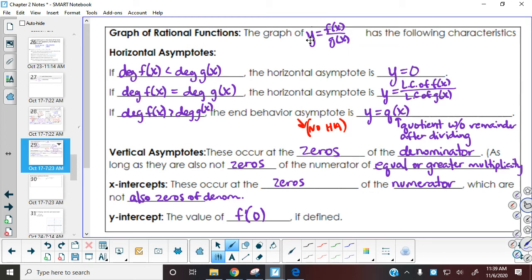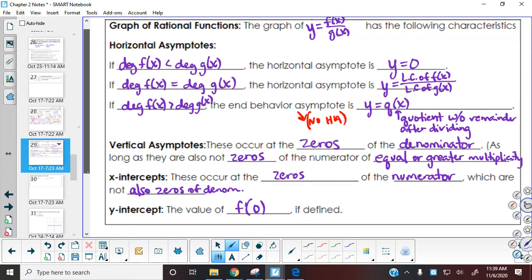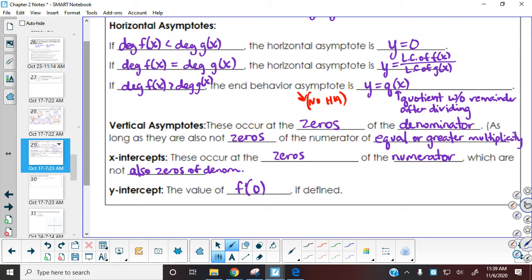Now here's the key. Notice for both vertical asymptotes and x-intercepts, there's that little piece in there that says as long as they don't match with the other. So for example, for your vertical asymptotes, it's the zeros of the denominator as long as they're not also zeros of the numerator, and vice versa for x-intercepts. So what happens is if they share a zero, you're going to have in your graph what's called a hole. The way that you would find that hole is you would have zeros that occur both in the numerator and the denominator. So you're going to have it in both places.